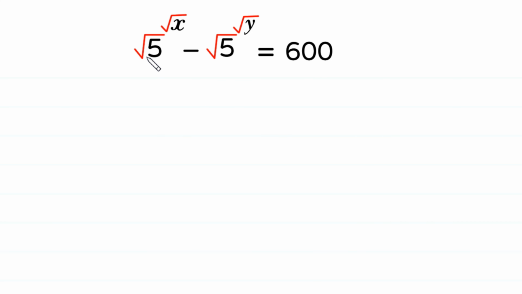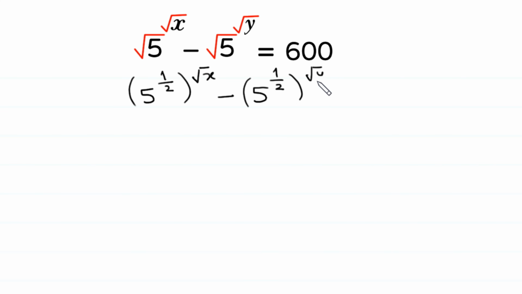We can write this square root of 5 as 5 to the power 1 over 2, whole to the power square root of x, minus 5 to the power 1 over 2, whole to the power square root of y, is equal to 600.